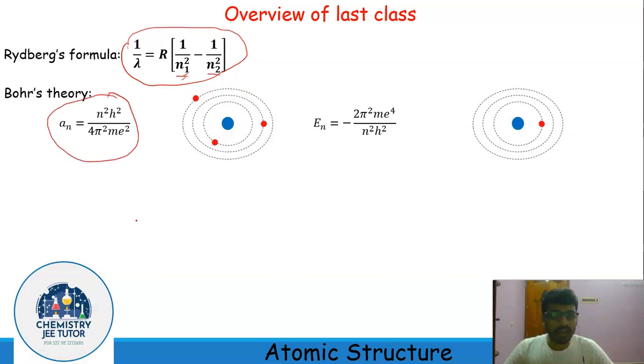Now in this class we will see some of the drawbacks of Bohr's theory, or more precisely we will look at some of the facts that cannot be explained from Bohr's theory, and we will also look at some of the experiments and theories that question the validity of Bohr's theory.